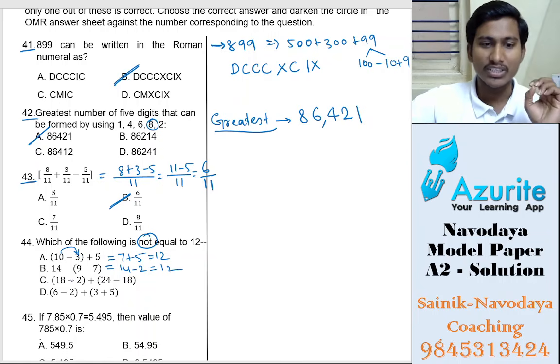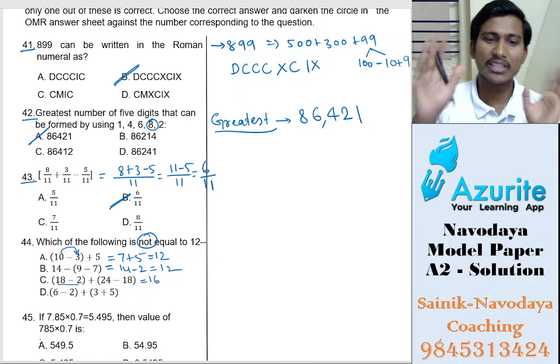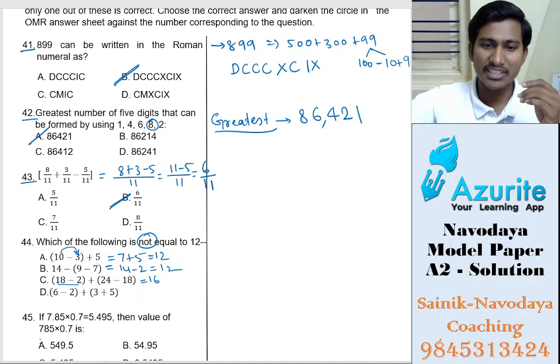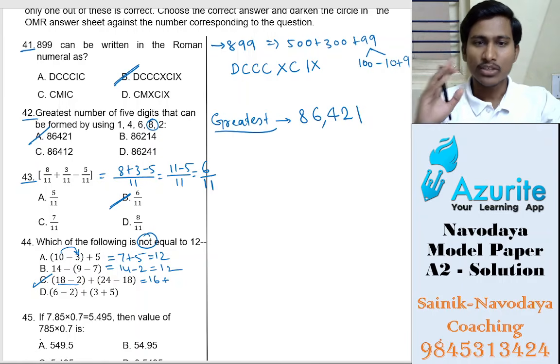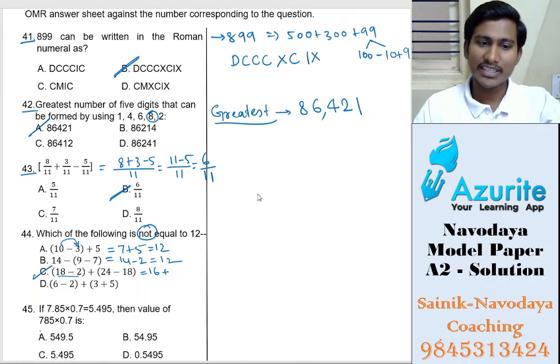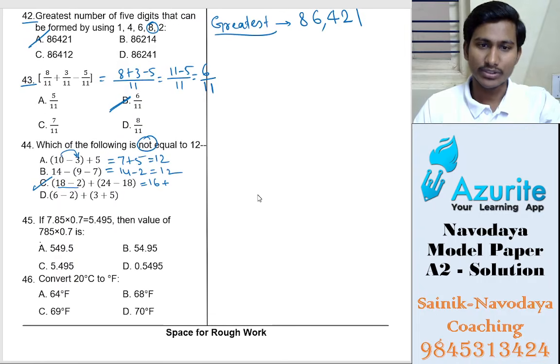Next, C. If you see, 18 minus 2 is how much? 16. So it is already bigger. 18 plus 16 will be bigger again. So that is not equal to 12. So option C is the answer here. Okay. So now let's go to the next, that is question 45, right?